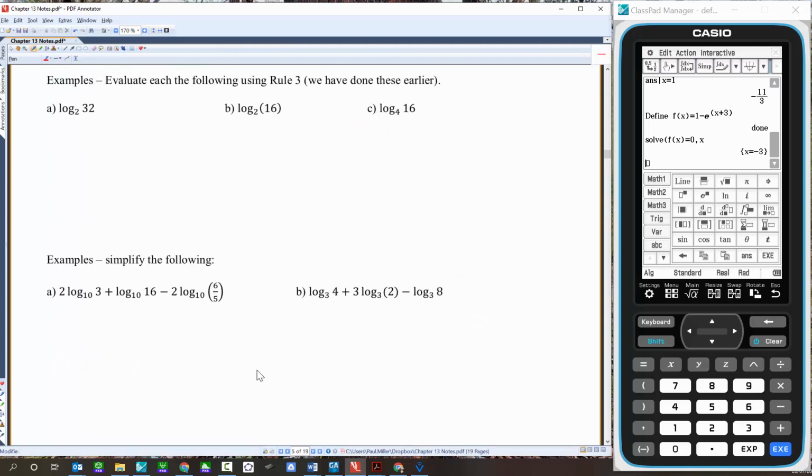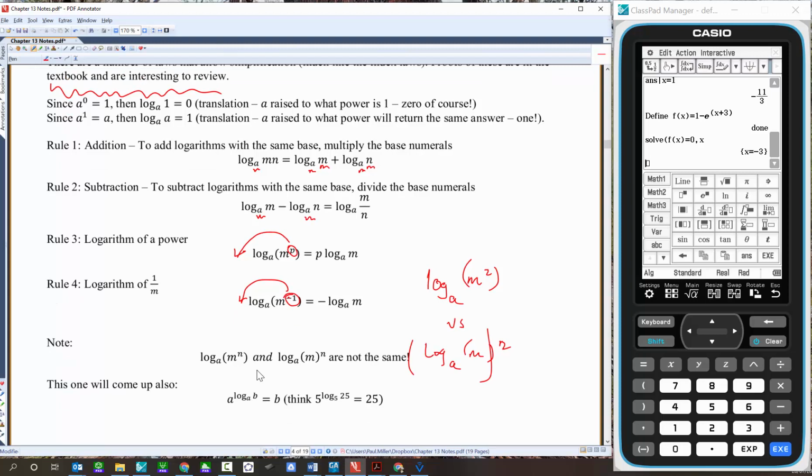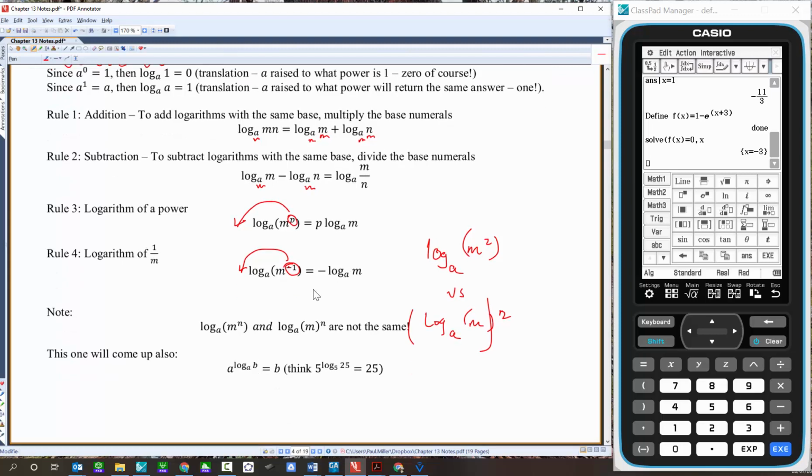And one final one here is this particular rule here will also get you out of a few jams. a raised to the power of log a b. So I notice that a base is being raised to a log of the same base. What the answer will always be is just b itself. And if you think about it, here's one example of how it would be true. 5 to the log base 5 of 25. The answer is 25.